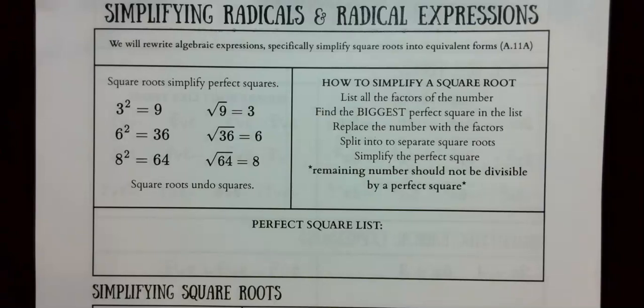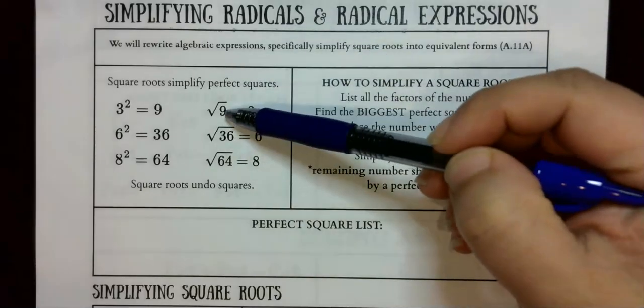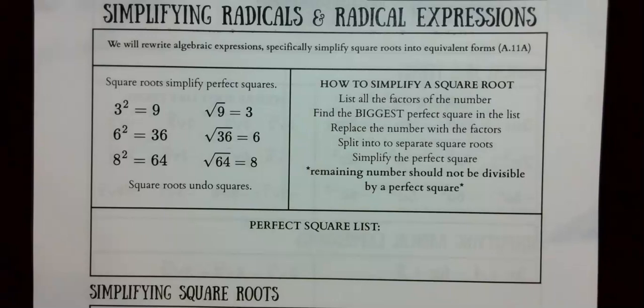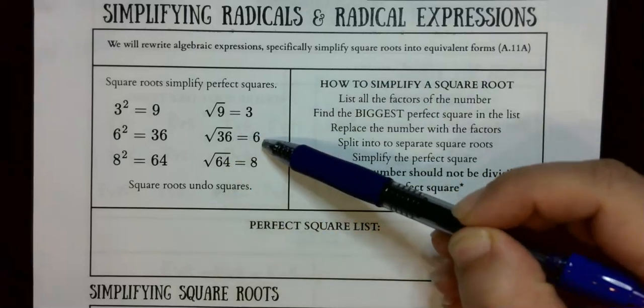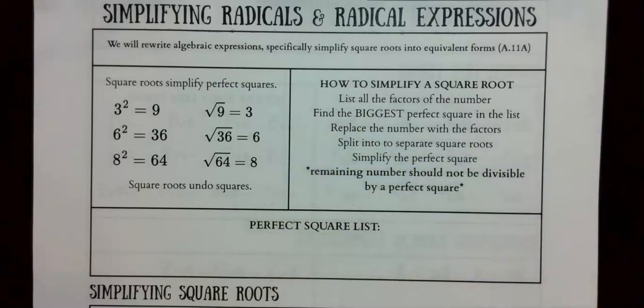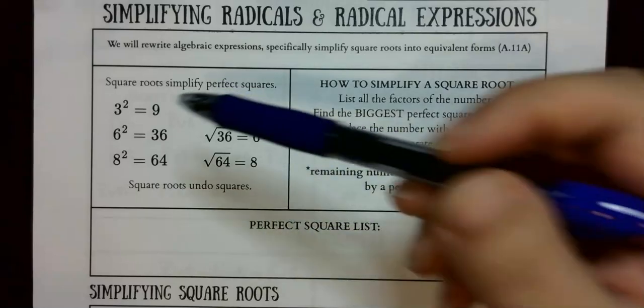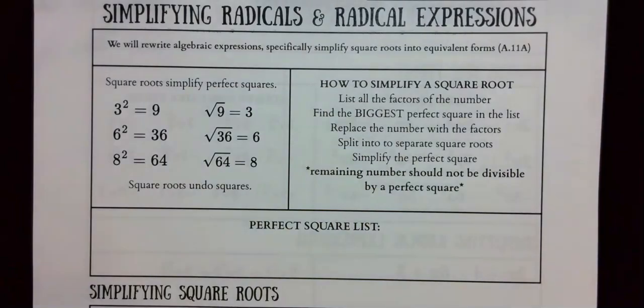Now, square roots work backwards. If you take the square root of 9, it's going to give you 3, because we know that 3 times itself gives you 9. So it's working in reverse. So the square root of 36 is 6. And the square root of 64 is 8. So these aren't all your perfect squares. There's a whole list of them.